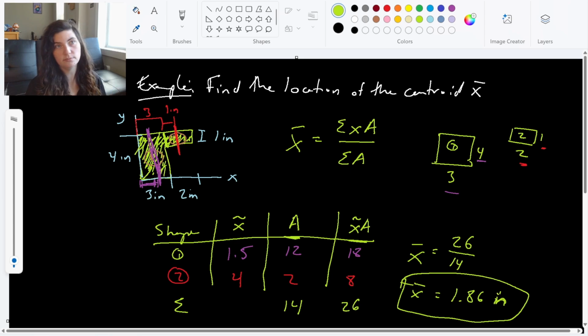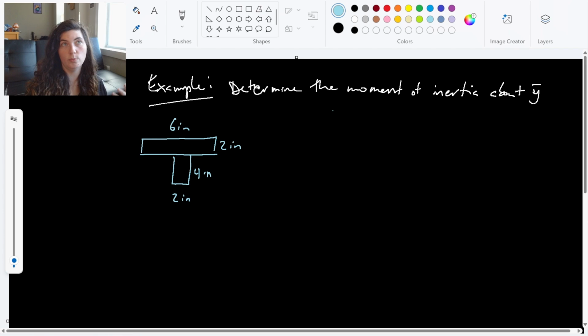Now in this example, we're going to be finding a moment of inertia, but now about the y centroid, y bar. If we were to draw that on our little diagram here, I'm just going to assume normal xy coordinates. Let's say that our y centroid is maybe about right here. So this is where my y centroid is located.